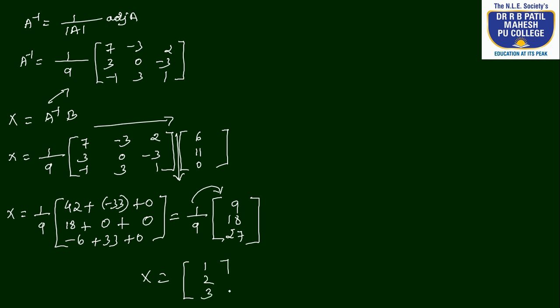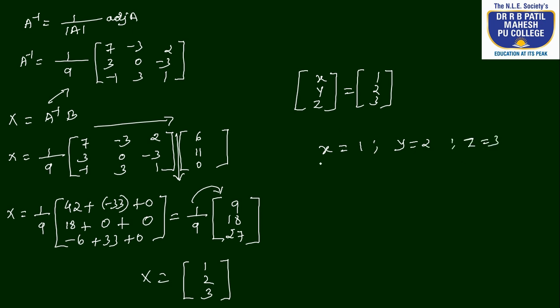So capital X means X, Y, Z, and that matrix you got as 1 2 3, and then you have to take x equal to 1, y equal to 2 and z equal to 3. This is going to be the solution of the system of linear equations.